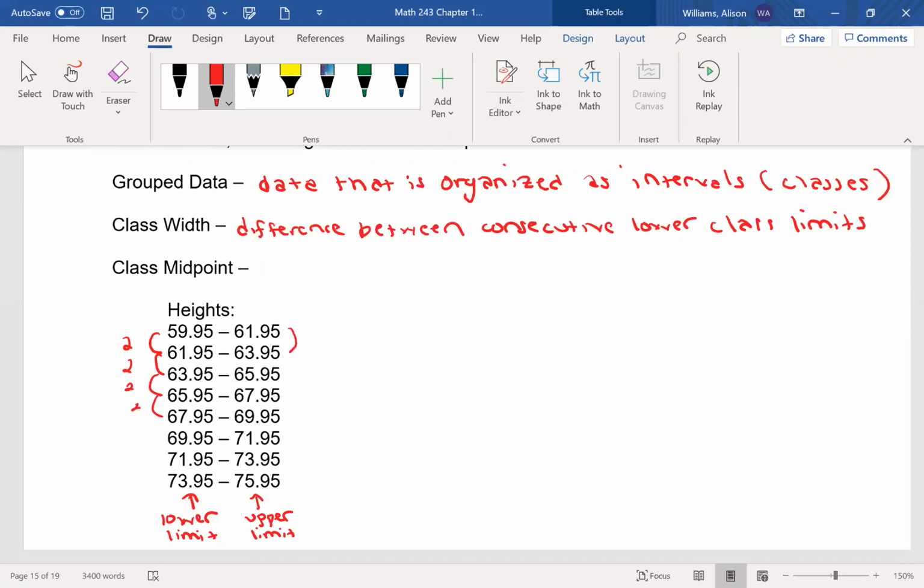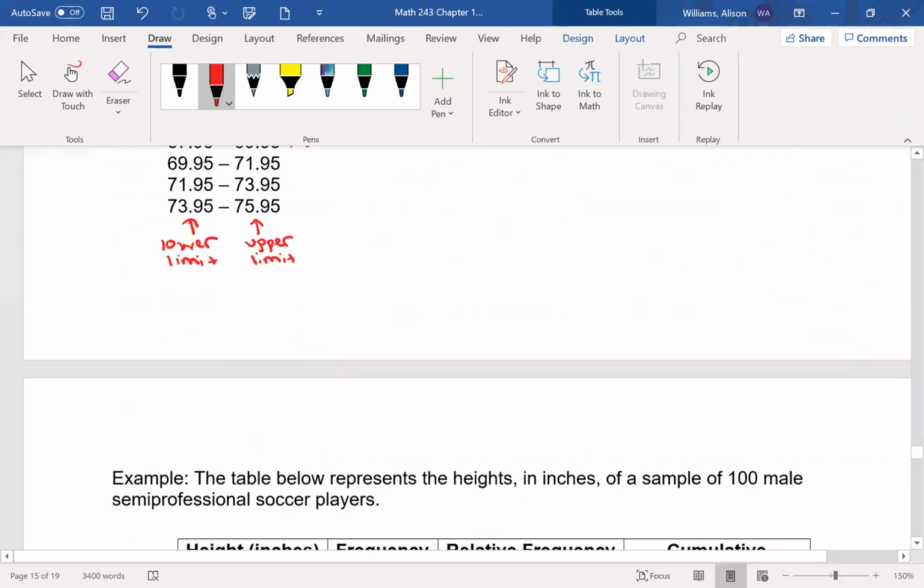And it works for upper class limits. These are also differences of 2. That'll always happen. That's not a coincidence. And that's what the class width means. The class midpoint, because sometimes you see that terminology too, is the average of the upper and lower class limit, meaning adding the 2 together and dividing by 2. We'll see that here in this next example.